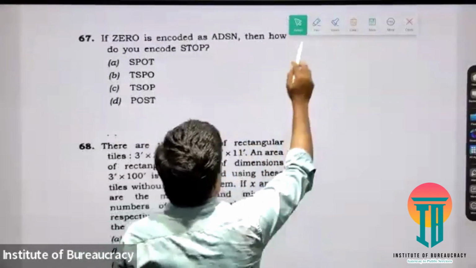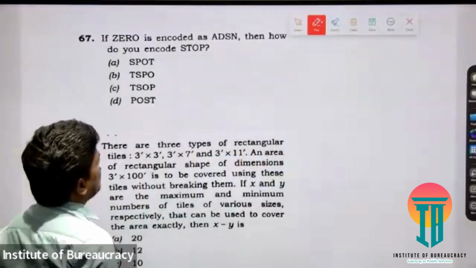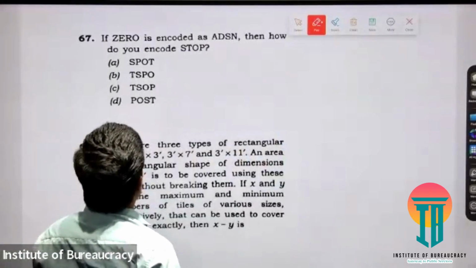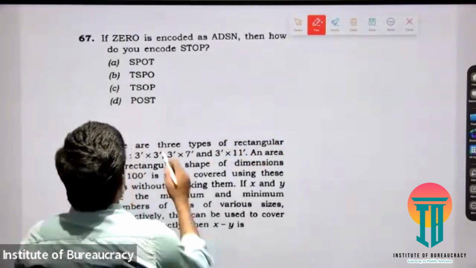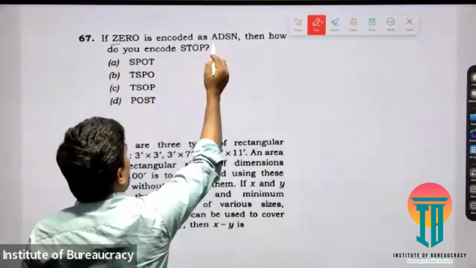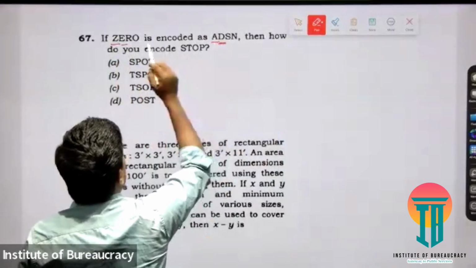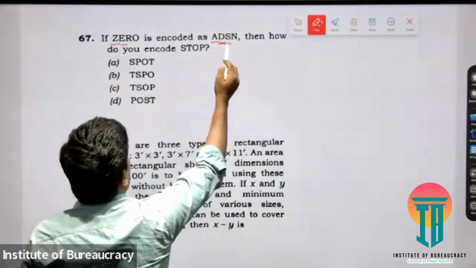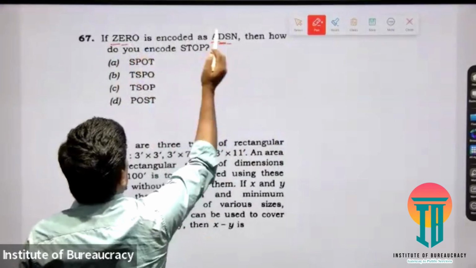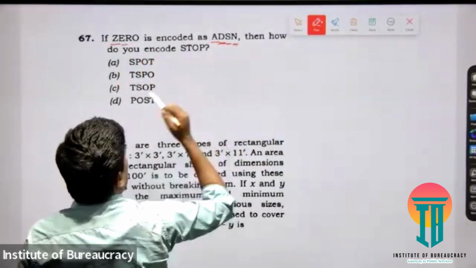Okay, another easy question. Coding, decoding. 0 is encoded as ADSM. Then how do you encode stop? Z, the next letter in the circle is what? A. E, the previous letter is what? T. R, the next letter is S. O, the previous letter is N.